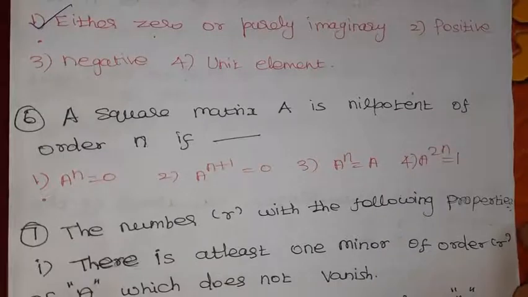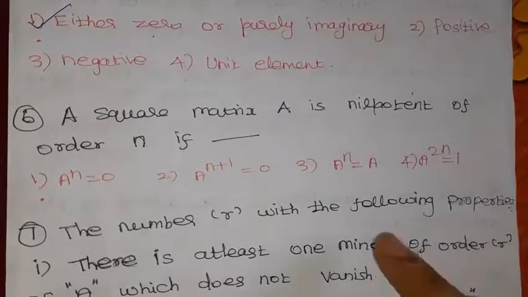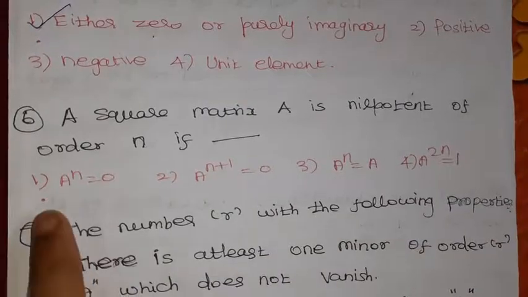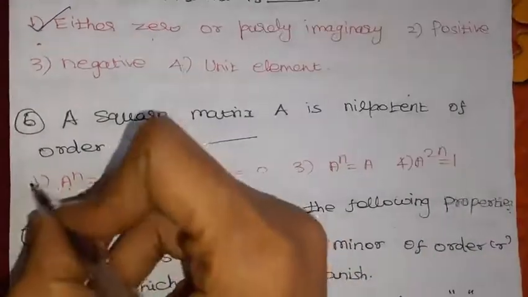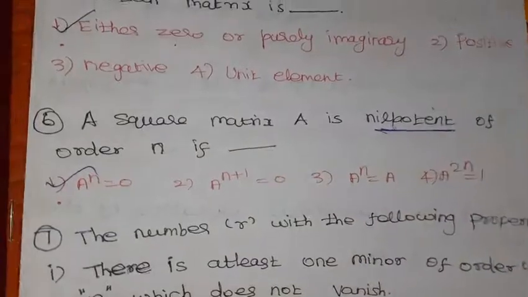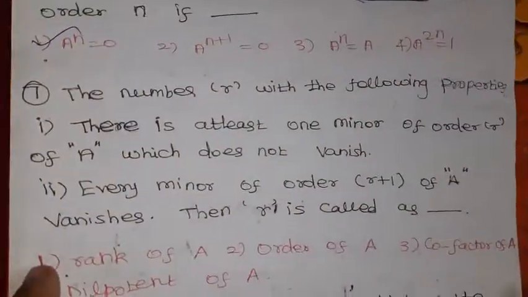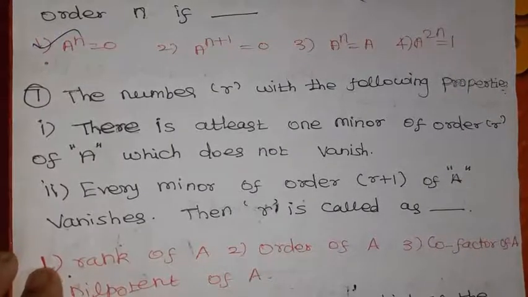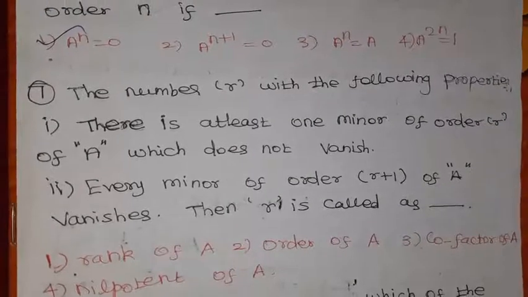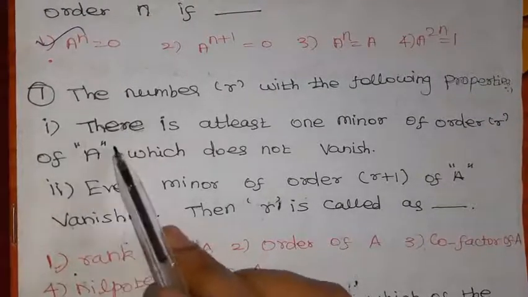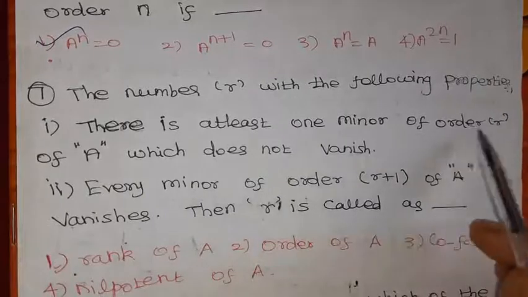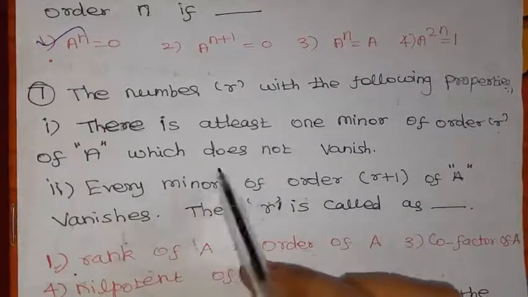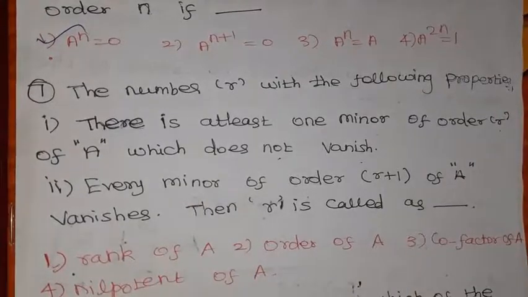Then question 6: a square matrix A is said to be nilpotent of order n when its power n equals 0, then it is called nilpotent of order n. Then question number 7: the number r with the following properties. We are given two properties; we will read one by one. Property 1: there is at least one minor of order r of A which does not vanish.